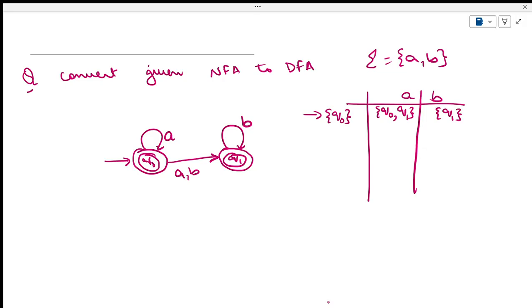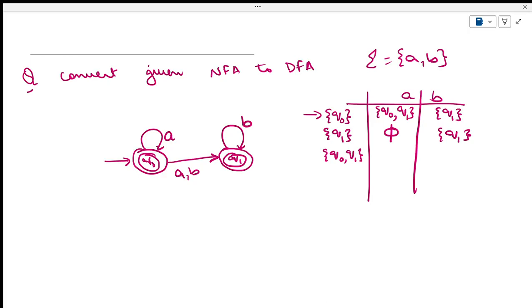Come to Q1. Q1 on reading A is going to state phi, because Q1 doesn't have any transition on A. Q1 on reading B is going to state Q1. Now there are two new states, {Q0, Q1} and phi. So explore these two elements, {Q0, Q1} on A and {Q0, Q1} on B.